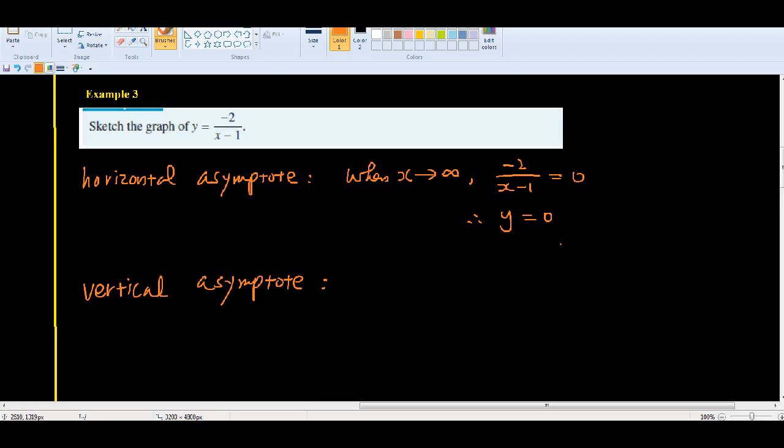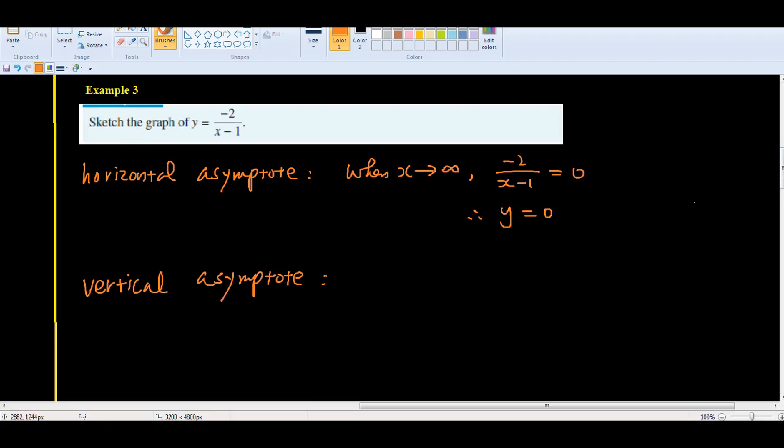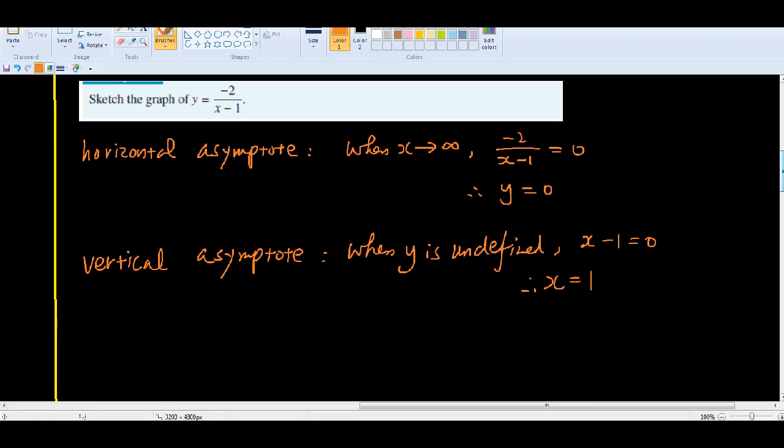For the vertical asymptote, how could we do it? You need to consider when y is undefined, and so x minus 1 must be 0. So x equals 1. Okay.